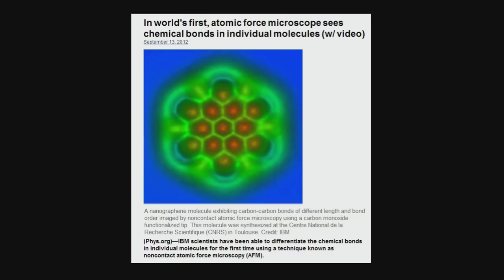Then we will take a look at some incredible cutting-edge research from scientists at IBM. This is an atomic force microscope image of the actual structure within a nanographene molecule. Now we see the image of the nanographene molecule superimposed on top of the array of steel balls that were formed in the nucleus area of the bowl-shaped magnetic fields.